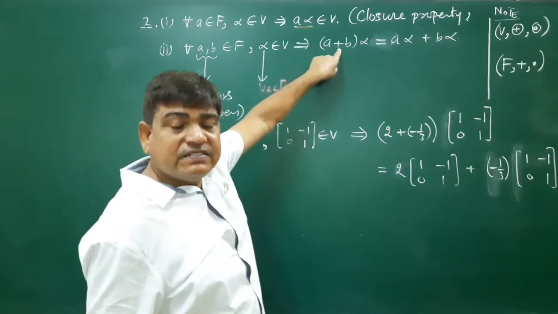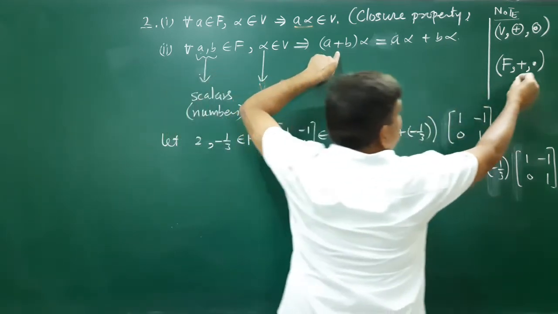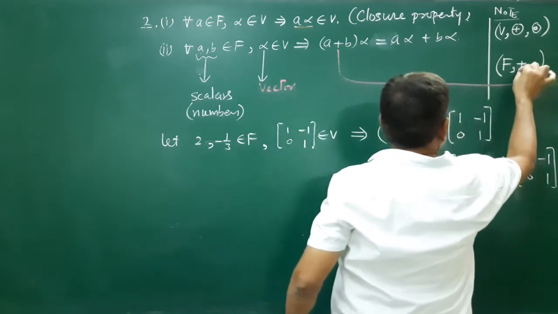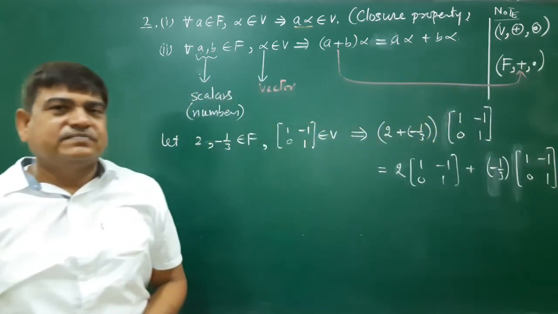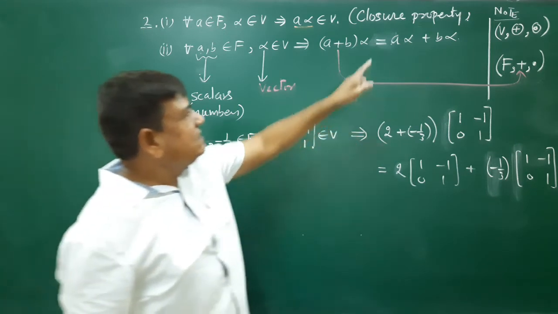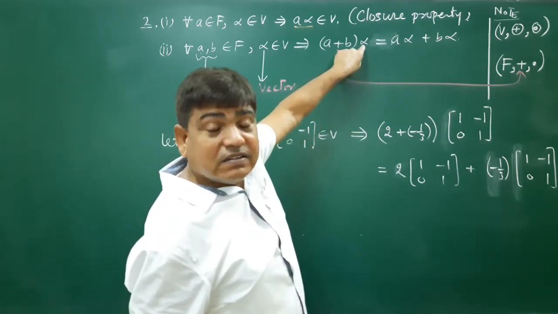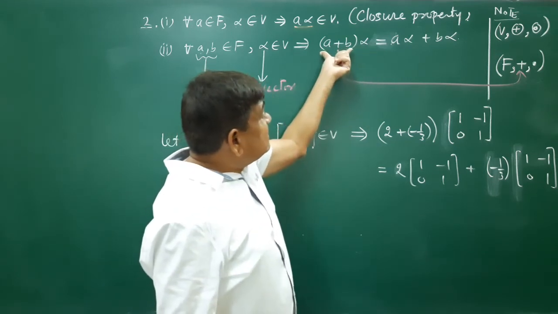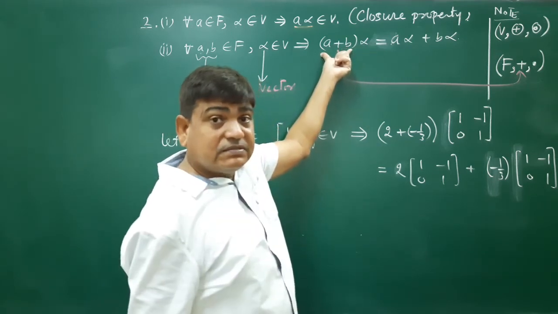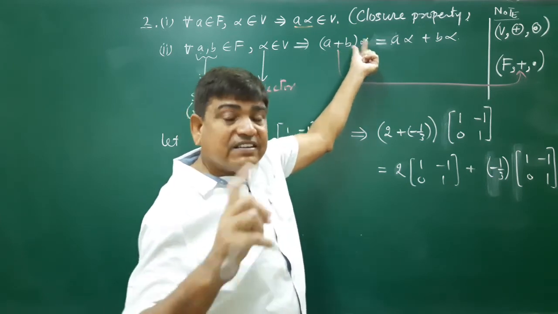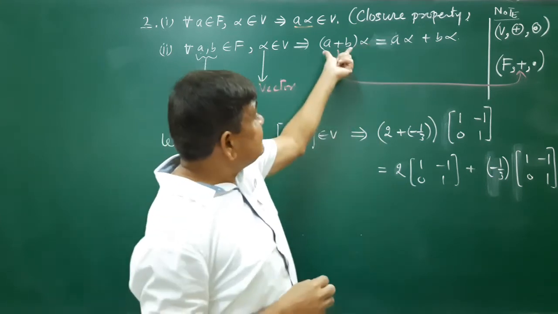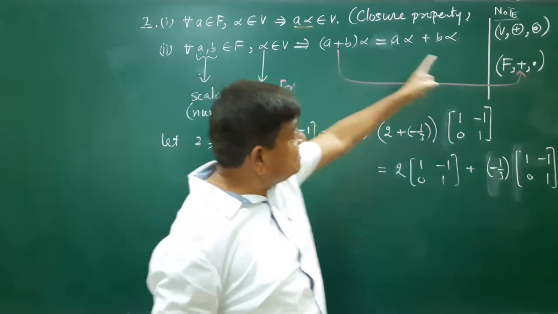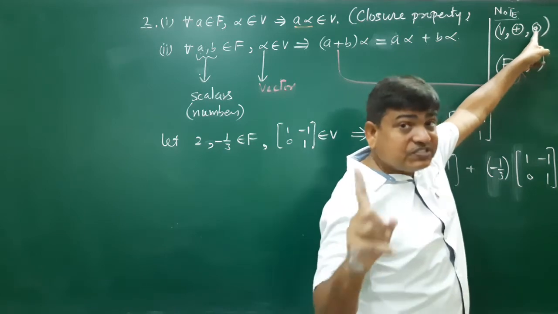This is addition of 2 numbers and this is the multiplication of 2 numbers. Here this plus sign means the sum of scalars. This is alpha, this is a number. This is a vector. So this is scalar multiplication. Scalar multiplication means here this holds.